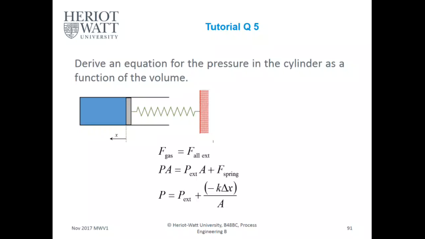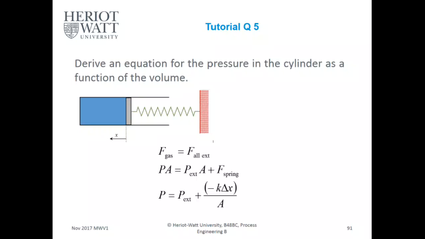So we know that F of gas, F equals pressure times area. That's for the gas. And the F of all external is pressure times the area. So the amount of force put on the outside of the piston, the spring part of the piston, plus the force of the spring. So that's the amount of force the spring puts on your piston. So you have the whole world pushing on it, and you have the spring pushing on it on top, right? So there is some. And remember, it's an elastic material, so there is going to be some pressure, or rather some force.